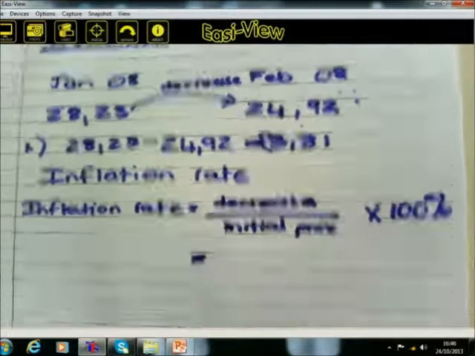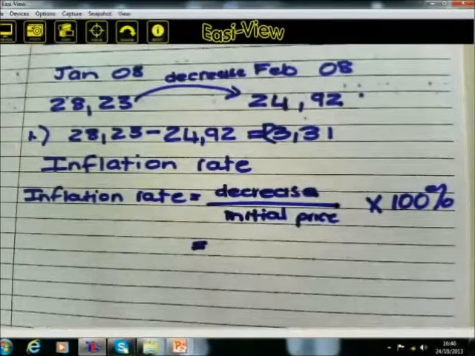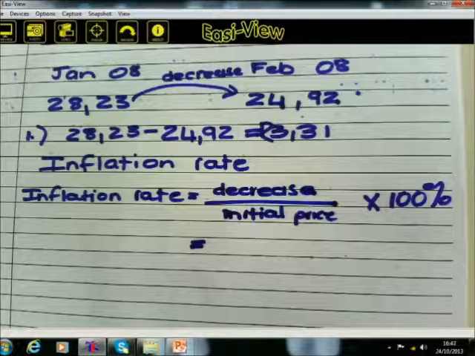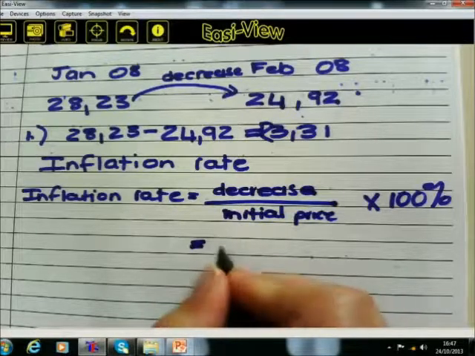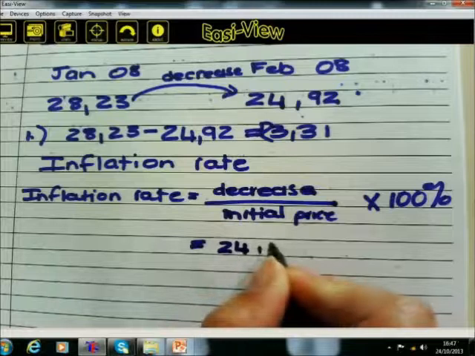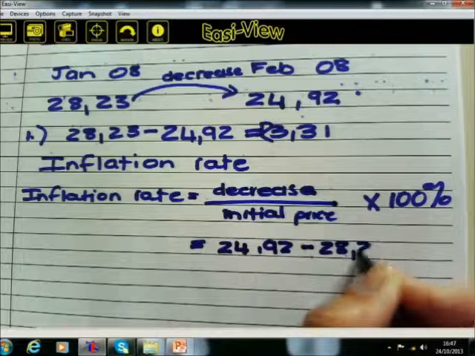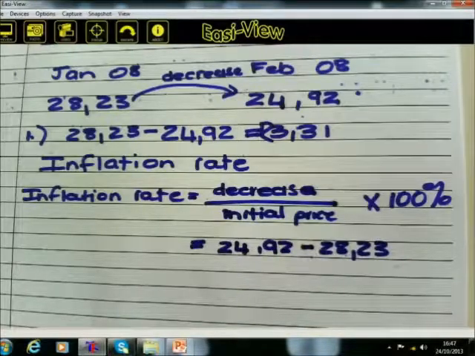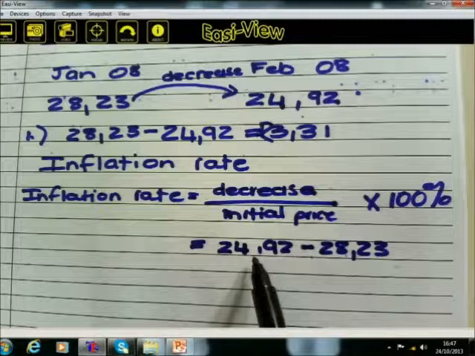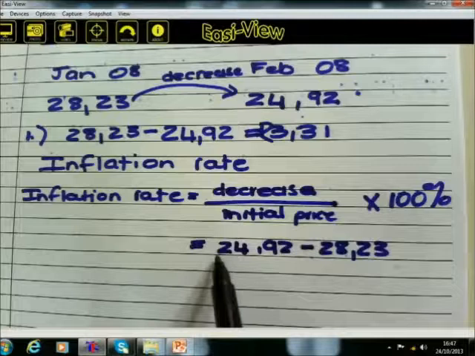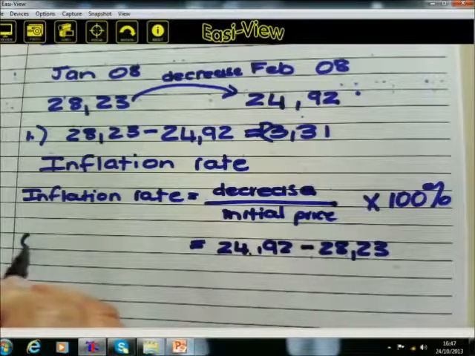There's my formula. When I'm working with a formula, my second rule is always to substitute. The decrease I've already calculated, but I can still do it by saying it is the 24 Rand 92 minus the 28 Rand 23. Now you're going to ask me, why do I do that? Because if I look at my original formula, it said the increase, and it's usually the new price minus the old price. I'm going to put it here in brackets.